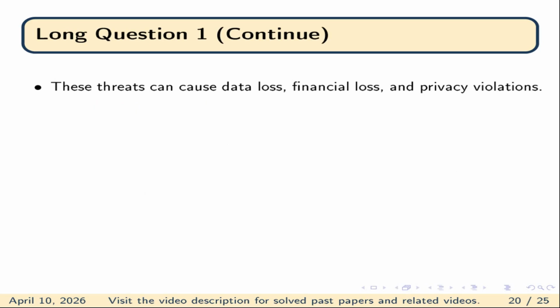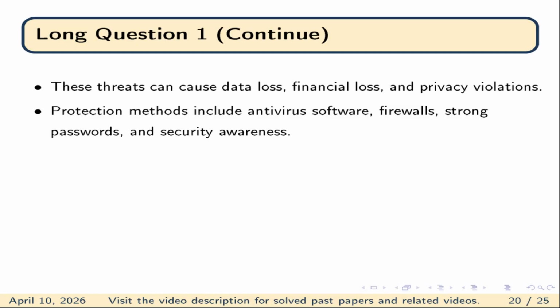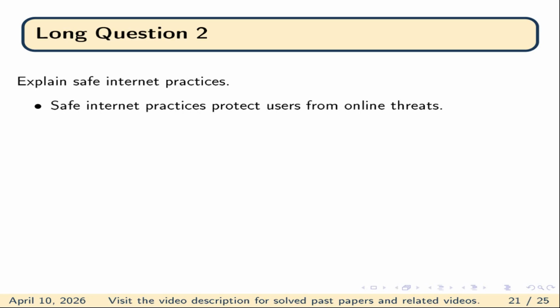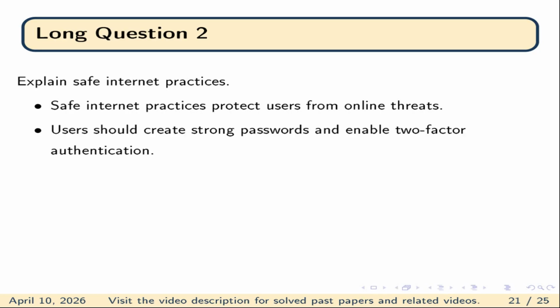These threats can cause data loss, financial loss, and privacy violation. Protection methods include antivirus software, firewalls, strong passwords, and security awareness. Explain safe internet practices. Safe internet practices protect users from online threats.